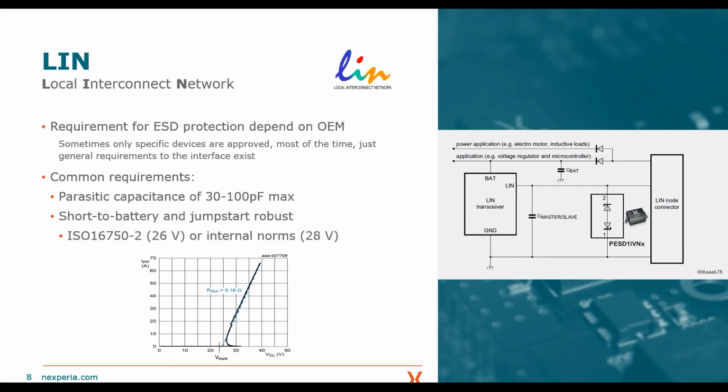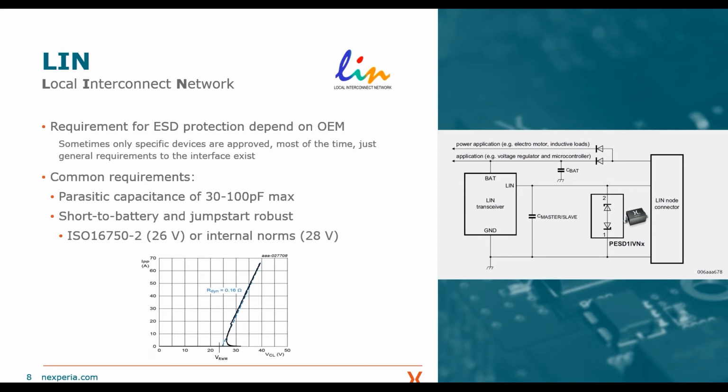Nevertheless, there are some common requirements on the LIN. Looking from the signal integrity point of view, due to the fact that this is a low speed bus, the most important parameter, the parasitic capacitance, is not really tough here. For a LIN slave, it's roughly 220 picofarad in total for the LIN bus in the car. And usually for the ESD protection itself, there is roughly 30 to 100 picofarad in maximum left as a margin.